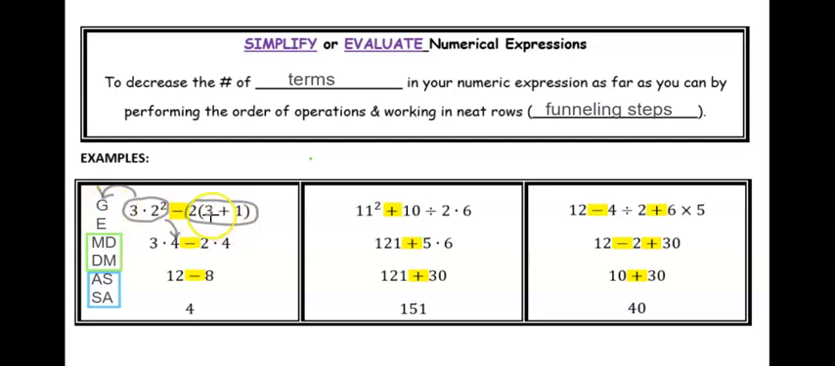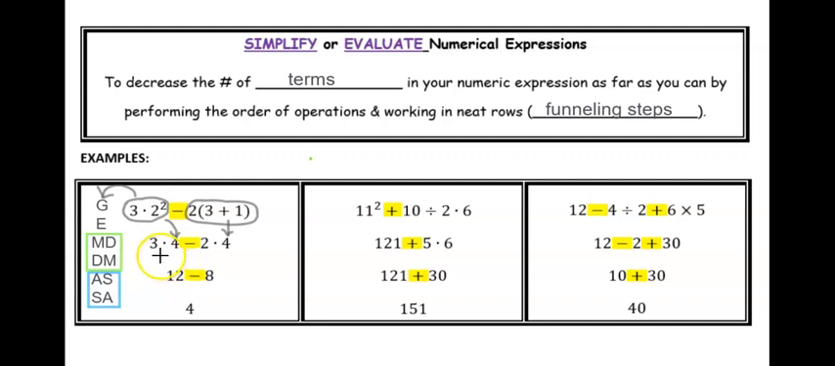So we do that first. 3 plus 1 is 4. And they wrote that right here in that funneling step. The 2 times 4, the 2 comes down in front of it because we're just performing one operation in a term at a time. So the 2 came down. Now we've got 3 times 4 is 12, minus 2 times 4 is 8.